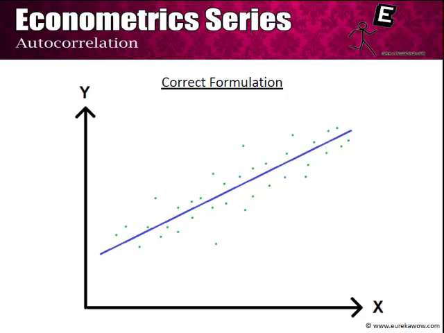To better understand the nature of the problem, let us first look at the correct formulation. In the xy plane, we have drawn a regression line represented by the blue line and the green dots which represent the sample points. Note that the sample points do not all have to lie on the regression line because of the existence of an error term e_i. However, under the basic assumption of regression, the error term is randomly distributed. In fact, under the classical linear regression model, the error term is normally distributed. Hence, what we see is a regression line and sample points which are randomly distributed around the regression line. This is the correct formulation.